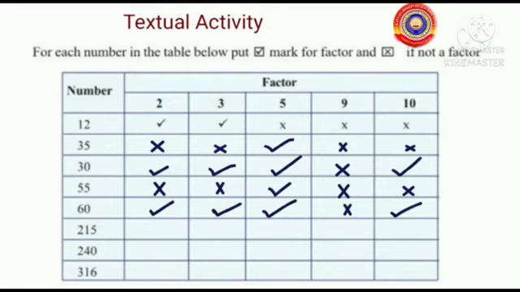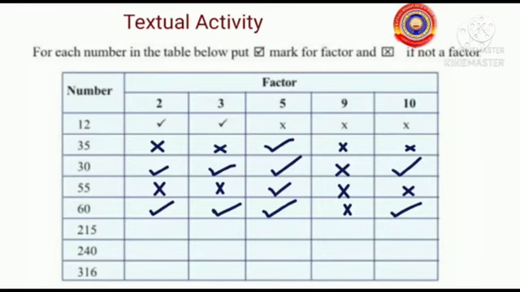Next number is 60. The digit in its ones place is 0. So, 2, 5 and 10 are the factors of 60. Next, find the digital root of 60, that is 6 plus 0 equals 6. 6 is a multiple of 3, so 3 is the factor of 60. But 6 is not a multiple of 9, so 9 is not the factor of 60.